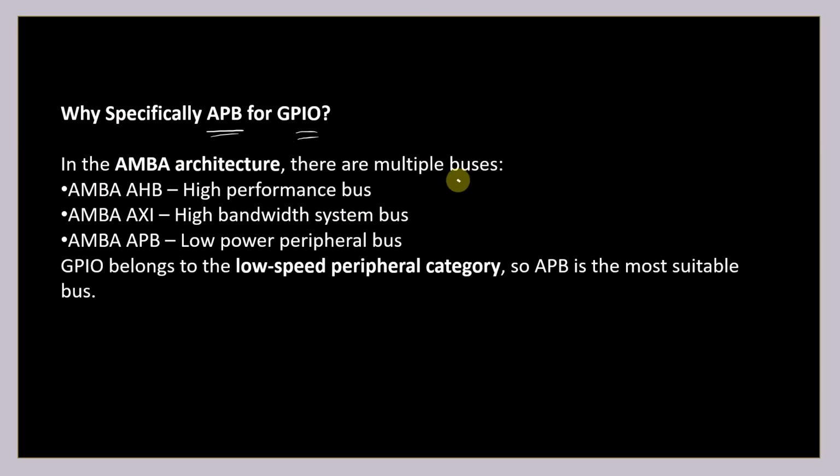In the AMBA architecture, there are multiple buses. AMBA AHB is the high performance bus. AMBA AXI is the high bandwidth system bus. And AMBA APB is for low power peripheral buses. So GPIO belongs to the low speed peripheral category, so APB is the most suitable bus.